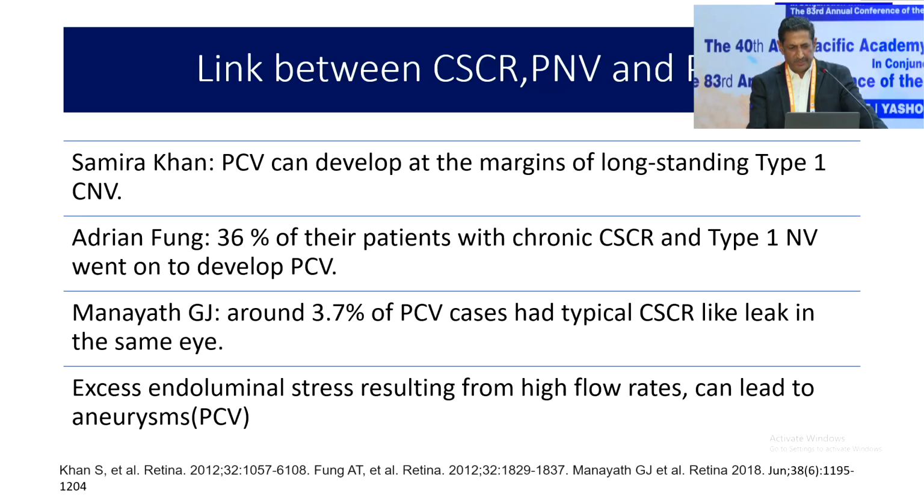And this is a publication from Dr. George. 3.7% of the PCV cases had typical CSCR leak in the same eye. There could be some histological variations as to why some patients don't develop the typical neovascular AMD. The RPE or the Bruch's could be thick, so the vasculature remains underneath that and becomes more mature. It could hyalinize, and you can get PCV-like features.